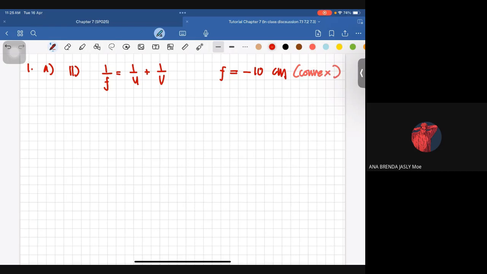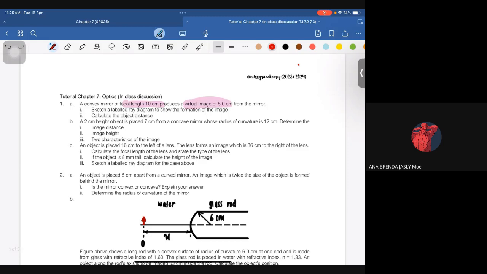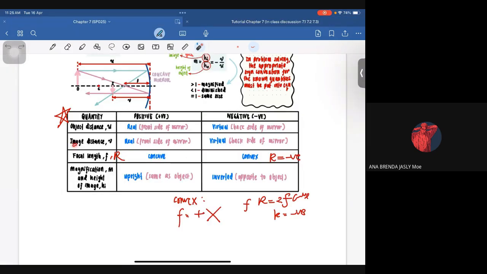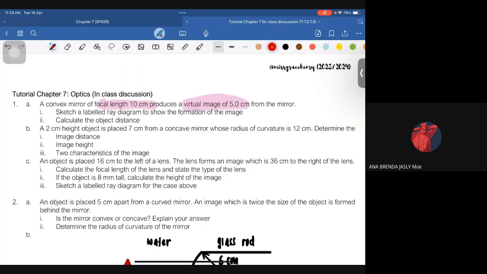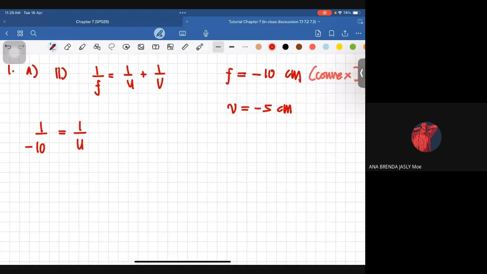Alright, so dari sini kamu just perlu substitute lah. 1 over negative 10 equal to 1 over u, which is what we are looking for, plus 1 over v, which is given as 5 centimeter. Question specifically mentioned it is a virtual image. So kalau image tu virtual, it should be negative. So kita tulis balik, v is negative 5 centimeter. Information sudah ada, kamu just perlu substitute dalam the equation.